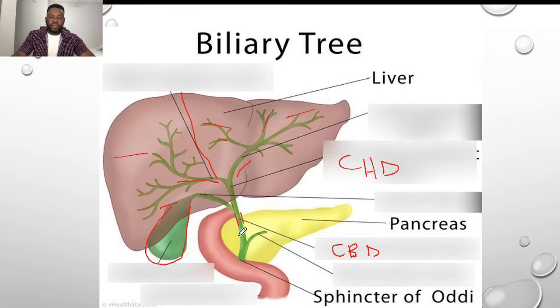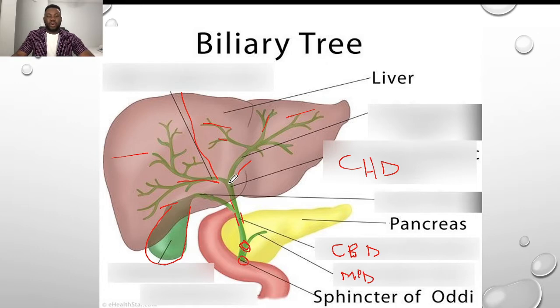And now, as the CBD comes down, we have the main pancreatic duct, the duct of Wirsung, which will join the common bile duct to form the ampulla here. They join at the ampulla of Vater here. And now the common bile duct will open into the duodenum at the sphincter of Oddi.